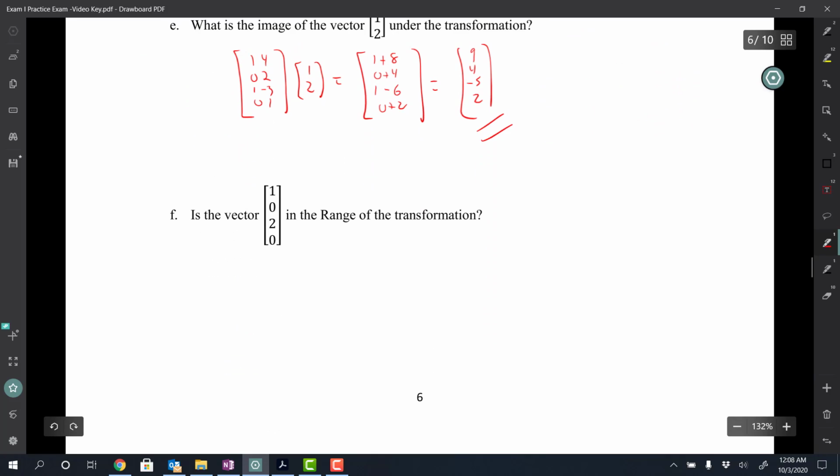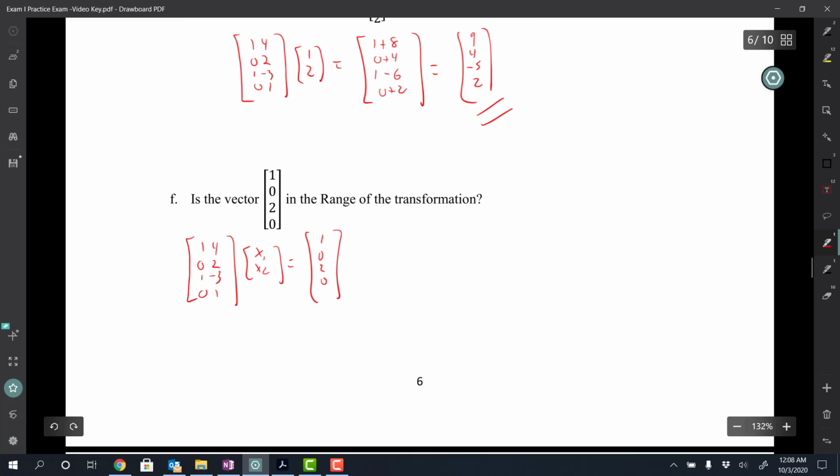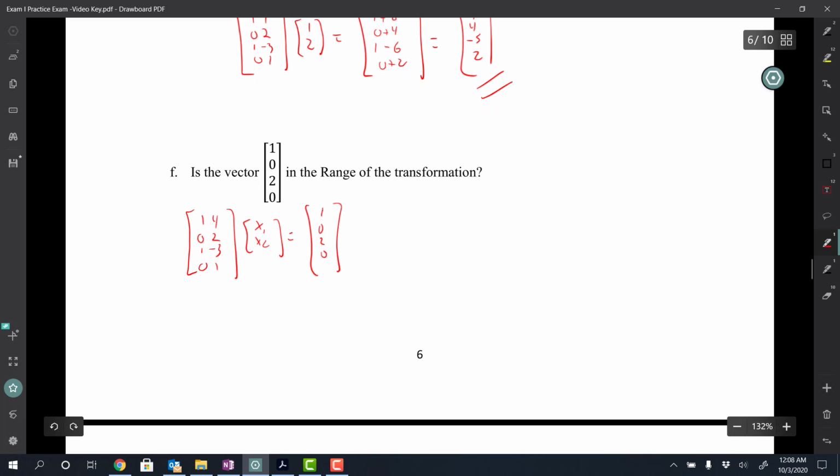Lastly, F. Is this vector 1, 0, 2, 0 in the range of the transformation? This is saying here's a possible output. Are we sure that there is an input that will bring me to it? So that's just saying if you have this matrix, is there some input that will lead to this output? And all that's really saying is solve the matrix equation.